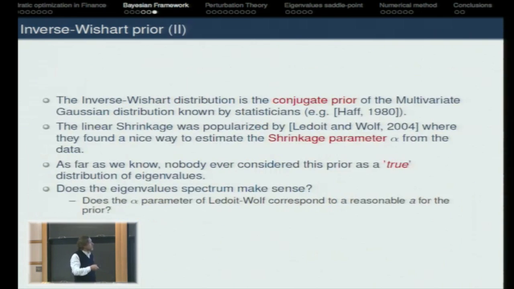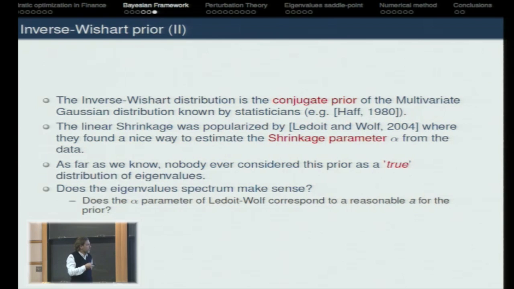Okay, so when we discovered that, obviously somebody else had done it before. It was done essentially by statisticians, and they call it the conjugate prior, which is a term quite used in, I think, Bayesian statistics. And they say that the Inverse-Wishart is the conjugate prior of the multivariate Gaussian distribution. So, for instance, half.